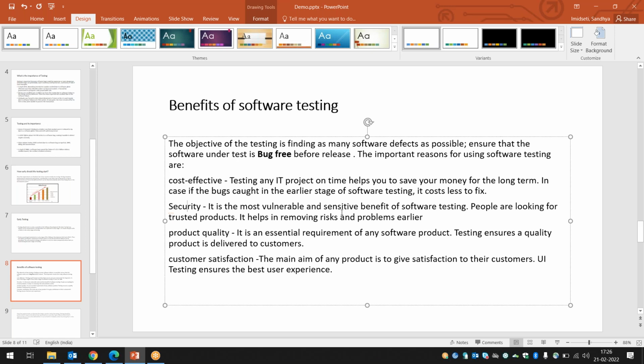So from the testing point of view, we need to make sure about the cost and the time, the security and the quality, and also the customer satisfaction. The main aim of any product is to give satisfaction to its customers. So UI testing ensures the best user experience.